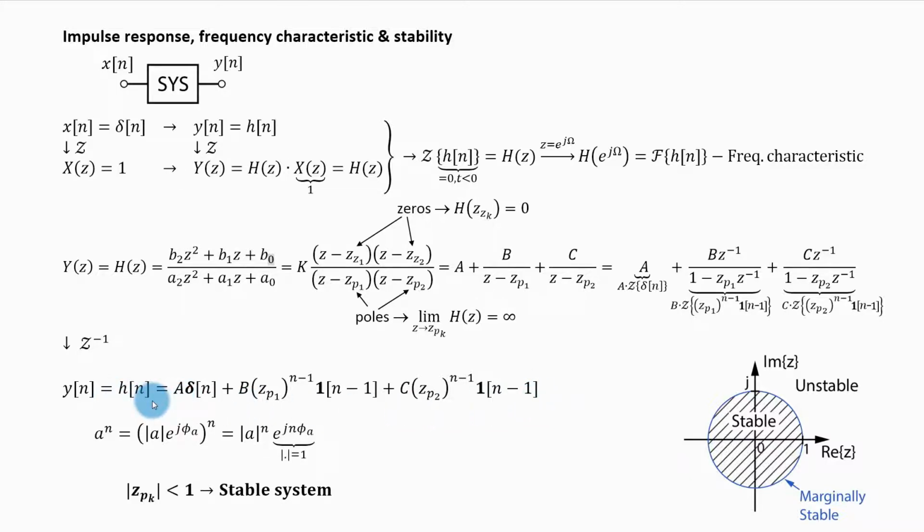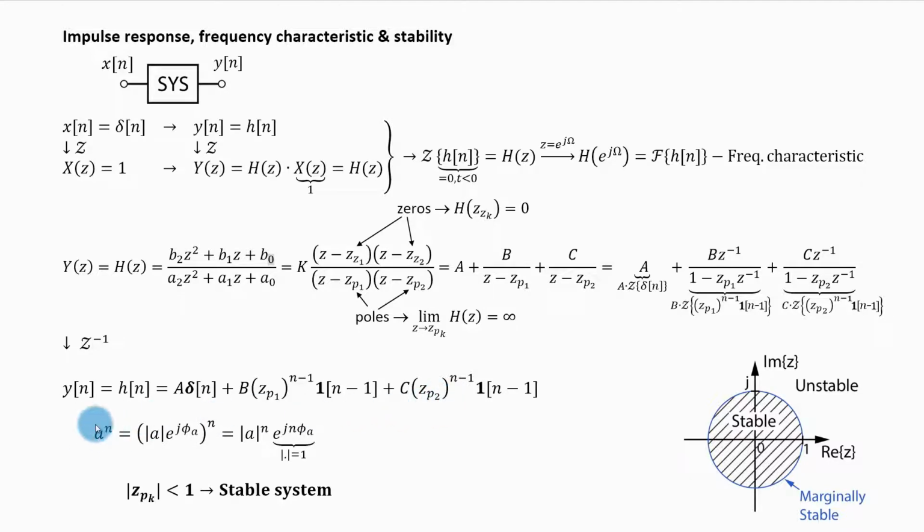Now for the system to be stable, I need its impulse response to be stable. I need this impulse response not to diverge to some infinity, and that will happen only if the absolute value of these poles, z sub p1 and z sub p2, is less than 1.